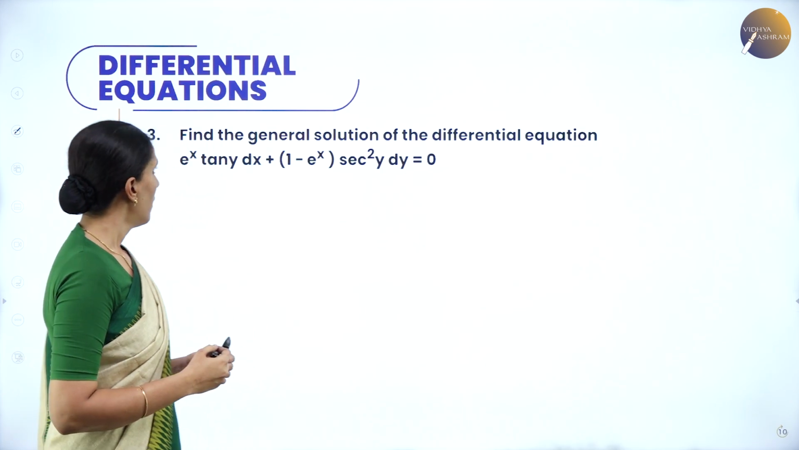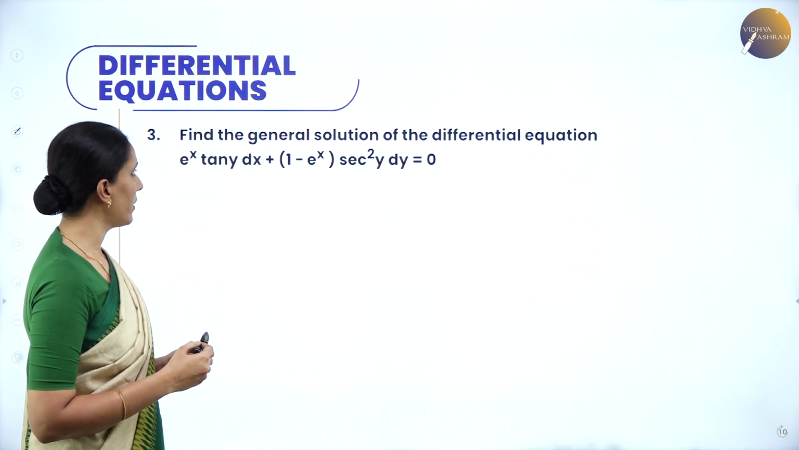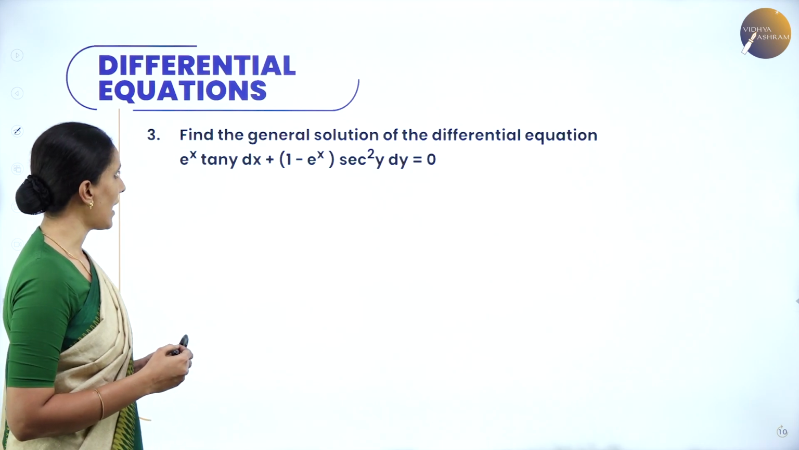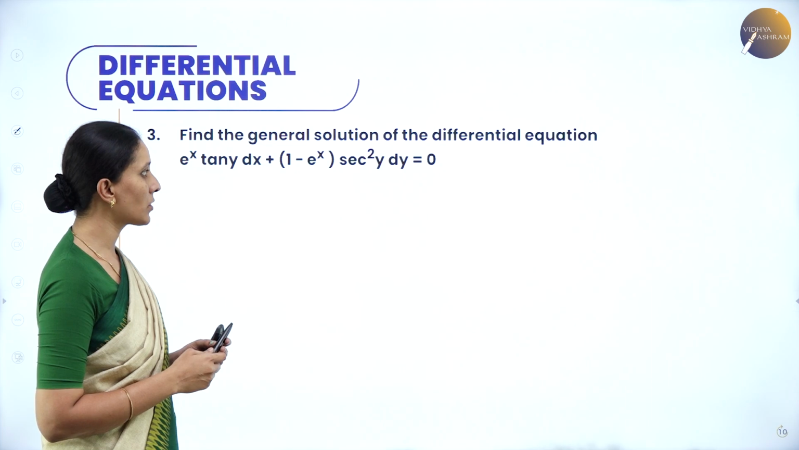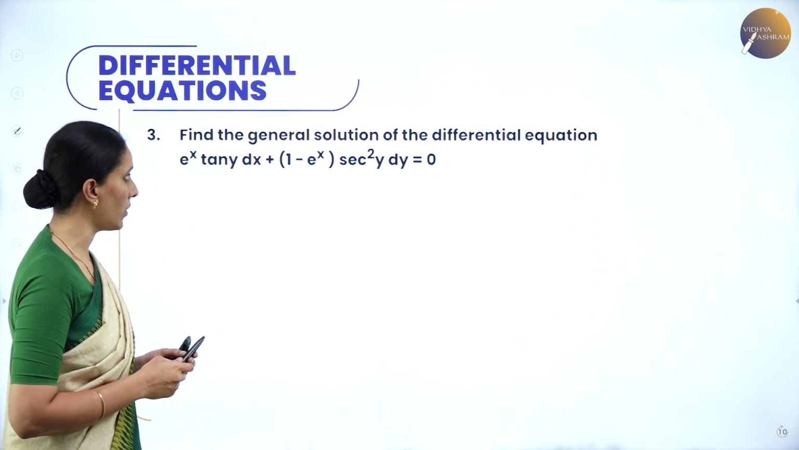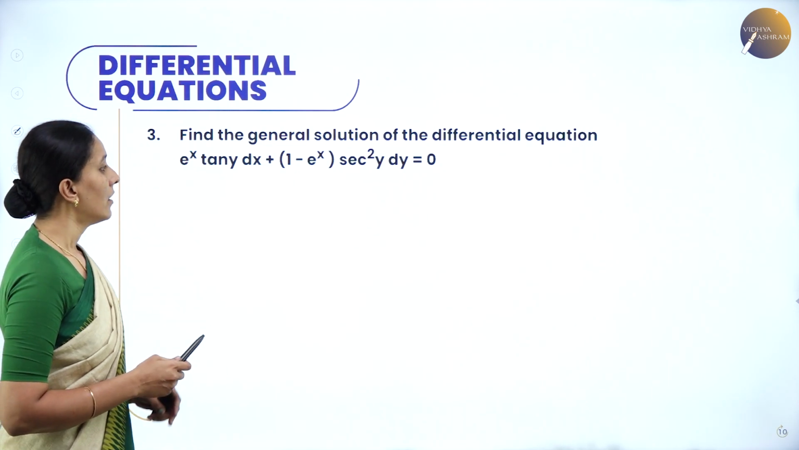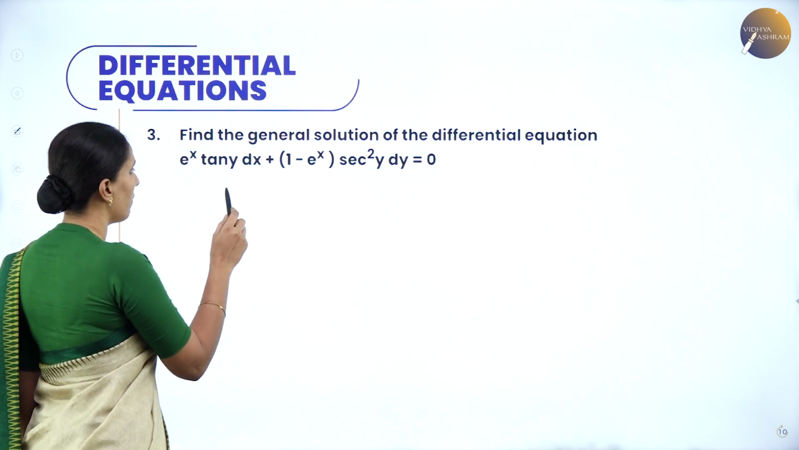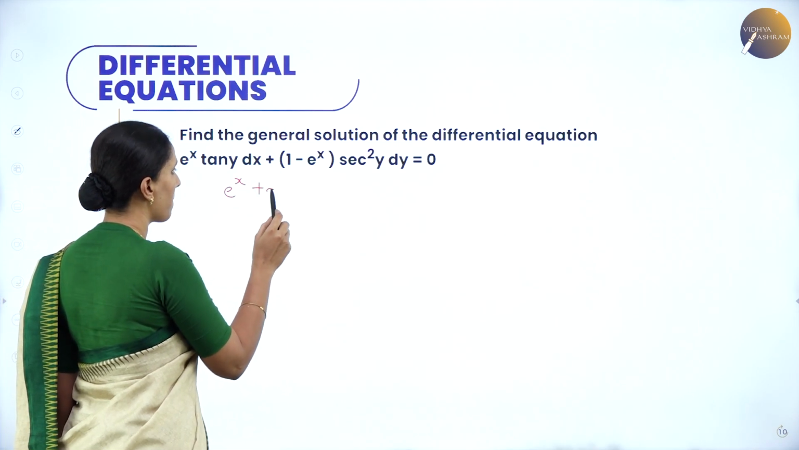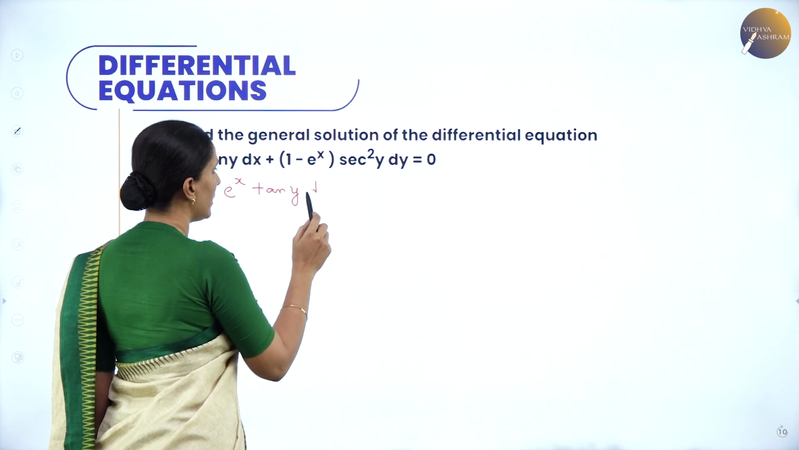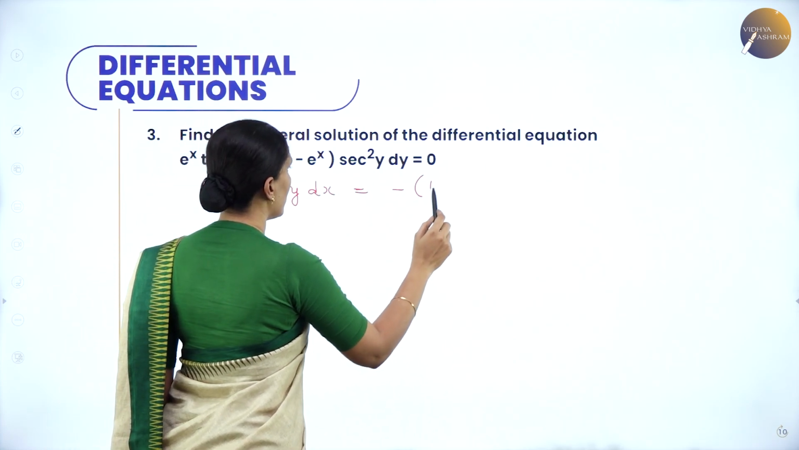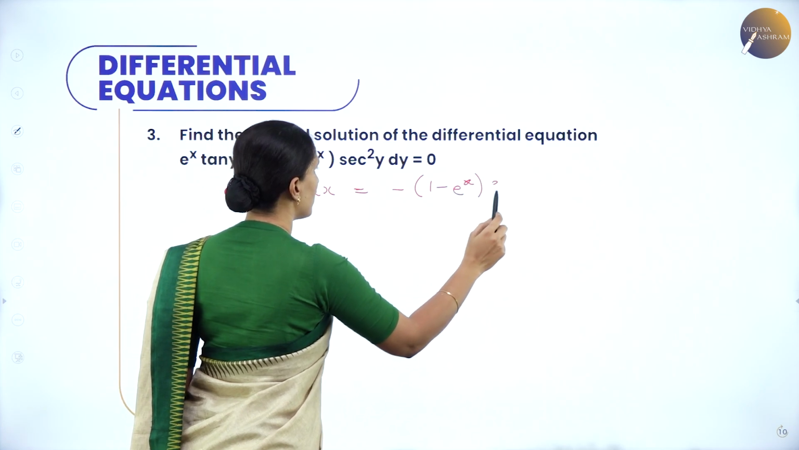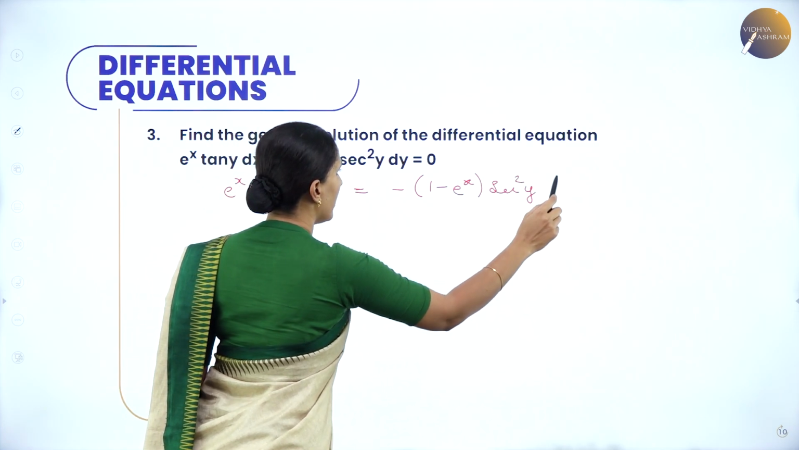Next question. Find the general solution of the differential equation e^x tan y dx + (1 - e^x) sec² y dy = 0. So now first let us separate the variables here. We have e^x tan y dx, and let me write this as minus (1 - e^x) sec² y dy.